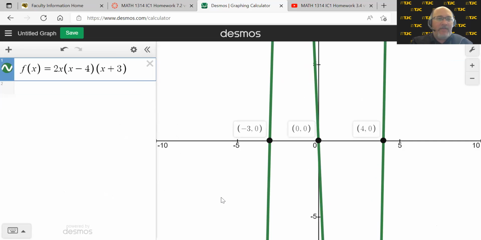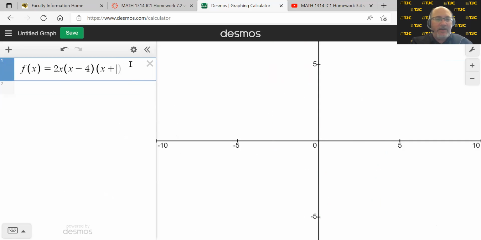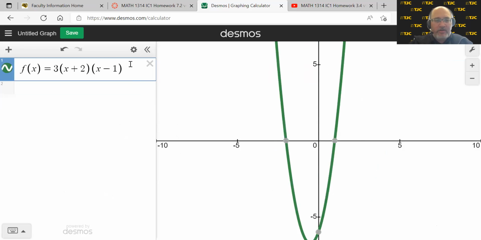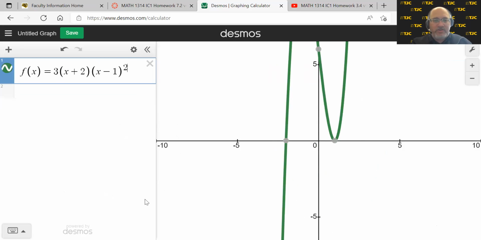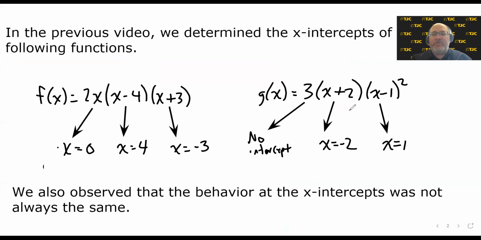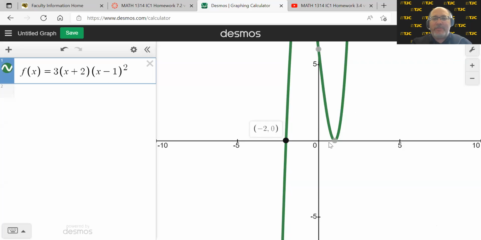However, in the other function, we had 3 times (x plus 2) times (x minus 1) squared. At least I think that's what it was. Let's go back and double check. That's what it was. And we noticed that at the x-intercepts, we didn't get the same behavior. At negative 2, we crossed the x-axis, but at 1, we touched it, and then we turned around and kept going and stayed above.